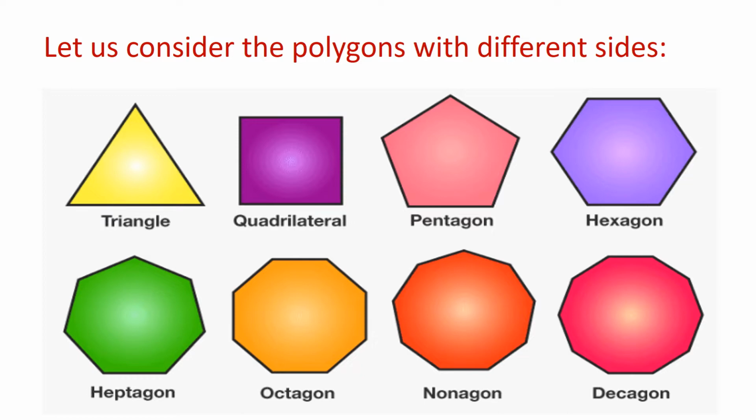Three-sided polygon is called a triangle. Four-sided polygon is called a quadrilateral. Five-sided polygon is called a pentagon. Six-sided polygon is called a hexagon. Seven-sided polygon is called a heptagon. Eight-sided polygon is called an octagon. Nine-sided polygon is called a nonagon. And 10-sided polygon is called a decagon.